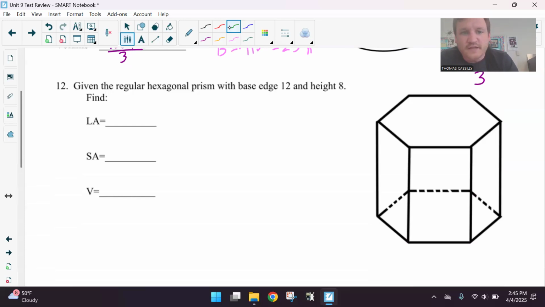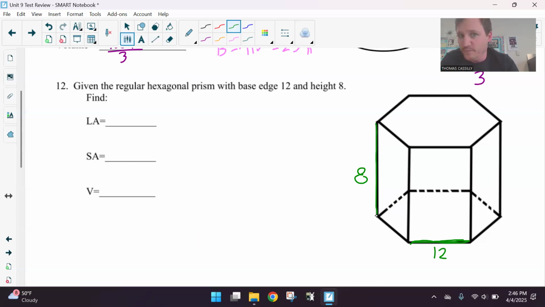Given the regular hexagonal prism with the base edge of 12 and a height of 8. All right, this guy right here, that's a base edge, right? So that has 12. And then we have a height of 8. Now, what are we doing here? We need to figure out the lateral area and the surface area and the volume. All right. So the lateral area, that's going to be the easiest one.